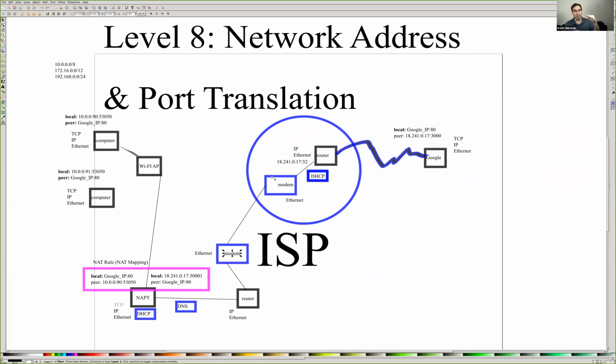We went all the way from level 1, just a home modem, to level 8, where you're sharing lots of IP addresses with this network address and port translator.